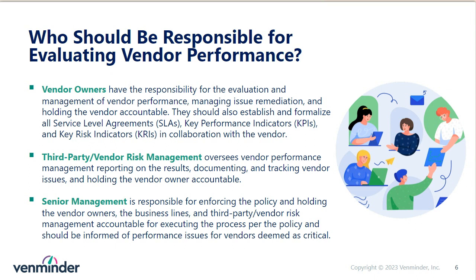But the third party or vendor risk management team is there to oversee that process and make sure that everything is documented. They need to track the issues, and they need to hold the vendor owners accountable. And then finally, senior management is responsible for making sure that the policy is enforced and that vendor owners and third-party risk management are both doing their jobs.